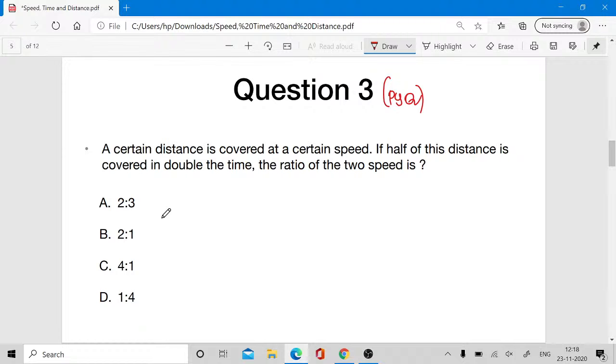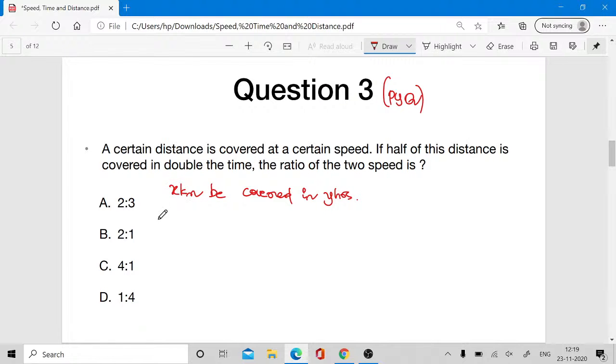Certain distance is covered at certain speed. If half of this distance is covered in double the time, what will be the ratio of the two speeds? मैंने पहले ही बोला है, whenever such thing comes, we will take our favorite alphabet, which is x. Okay, so let x kilometer be covered in y hours, क्योंकि time, half the distance is covered in double the time.